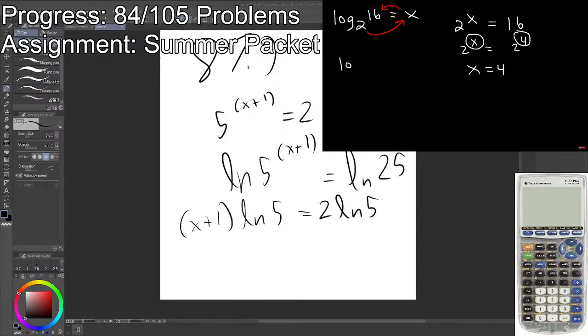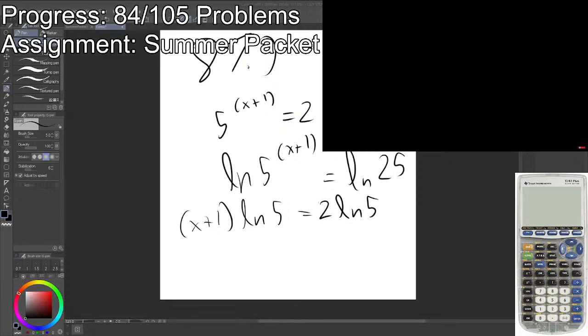You can also do this: log of 16 divided by log of 2. If you type that in, that's equal to 4, which is x, using the change of base formula.